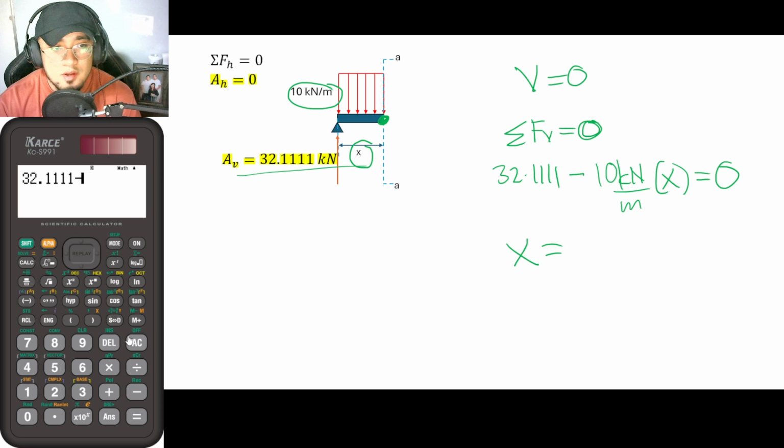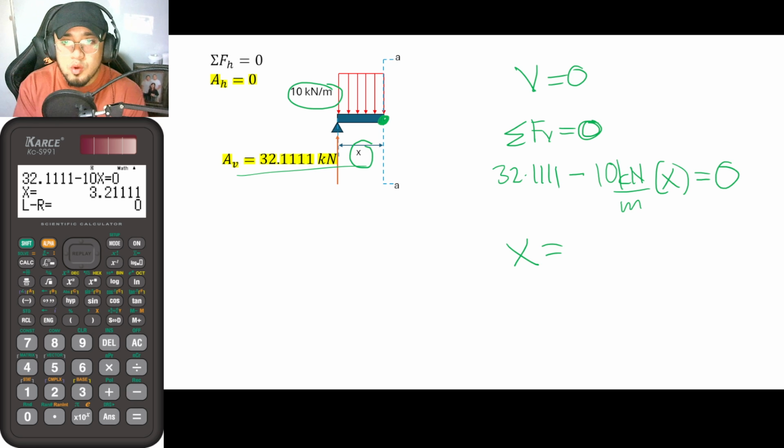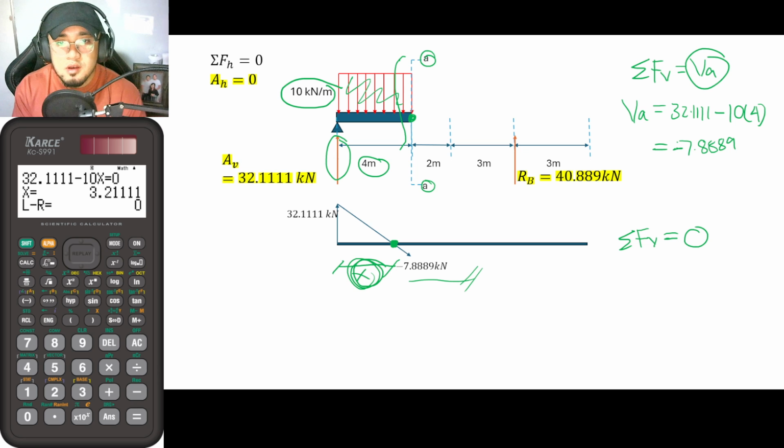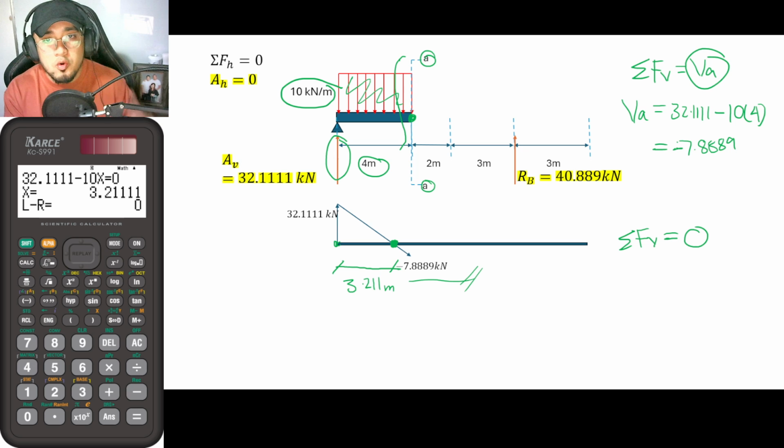32.1111 minus 10x. So this is now equal to 0. Using shift solve, the answer here is 3.211. Okay, so what that means is that the location of this point where V is equal to 0 is located 3.211 meters from this support, if ever you want to know about that.